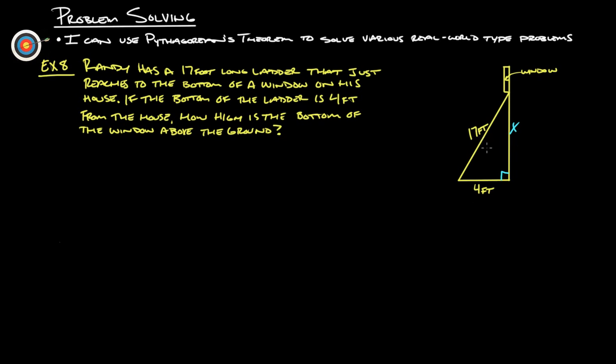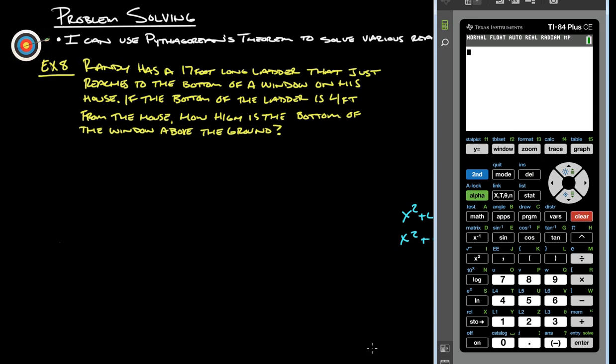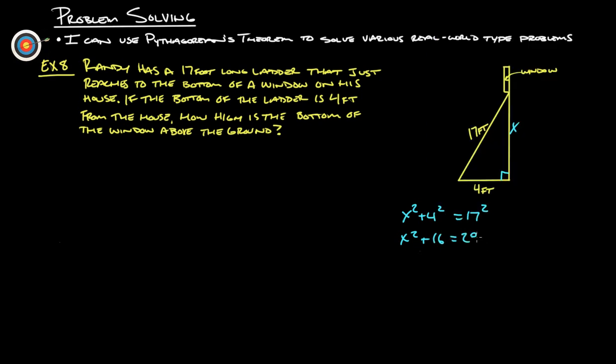So this is our hypotenuse, right? So we would take our hypotenuse, which is 17, and then our two legs are x and 4. So we get x squared plus 16 equals 17 squared, which is 289. Subtract 16 from both sides, and we get x squared is 273, right?